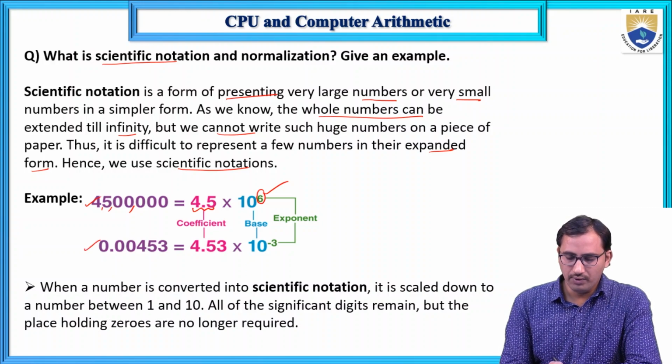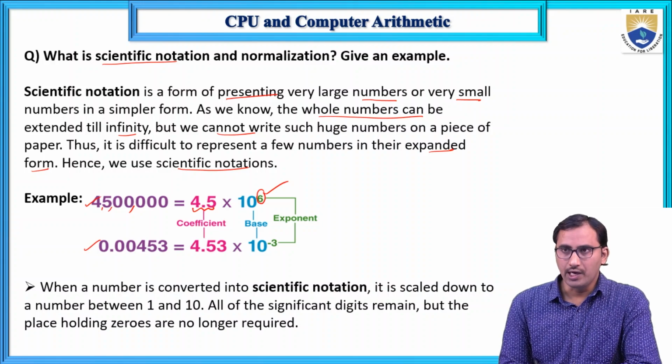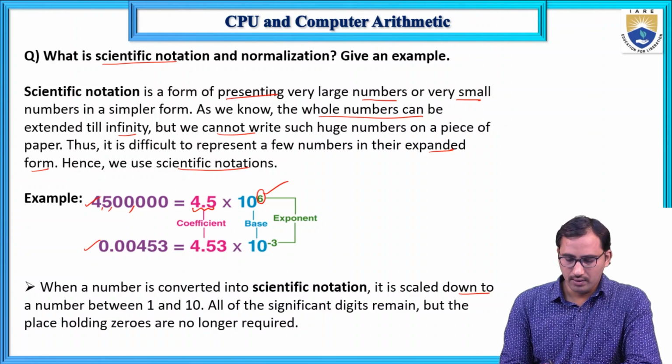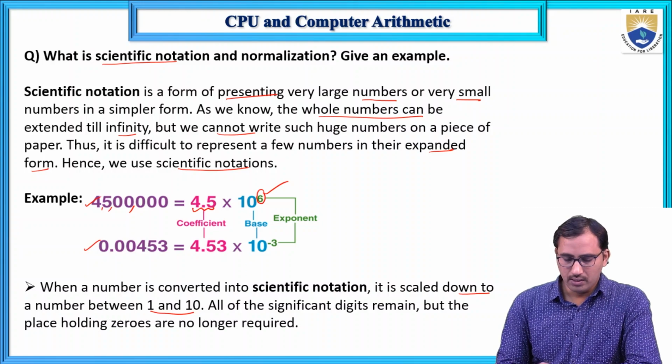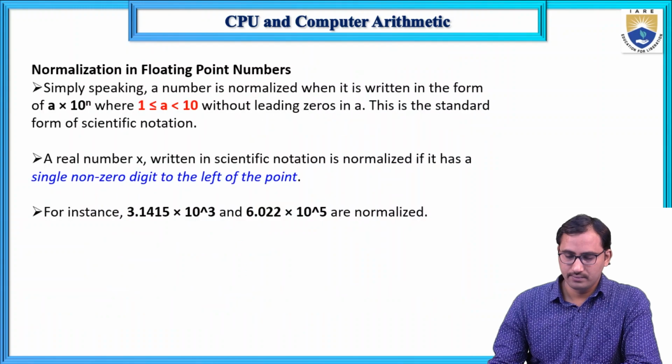Similarly, if you have a very small number, 0.00453, we can represent it as 4.53 × 10^-3. When a number is converted into scientific notation, it is reduced to a number between 1 and 10. All of the significant digits remain, but the placeholding zeros are no longer required.